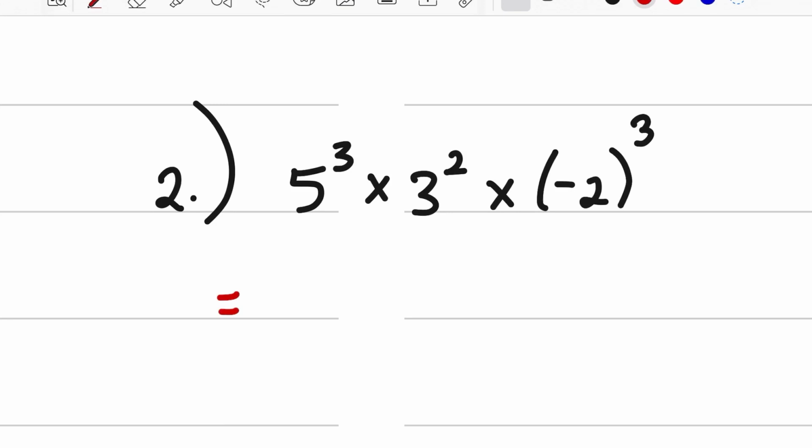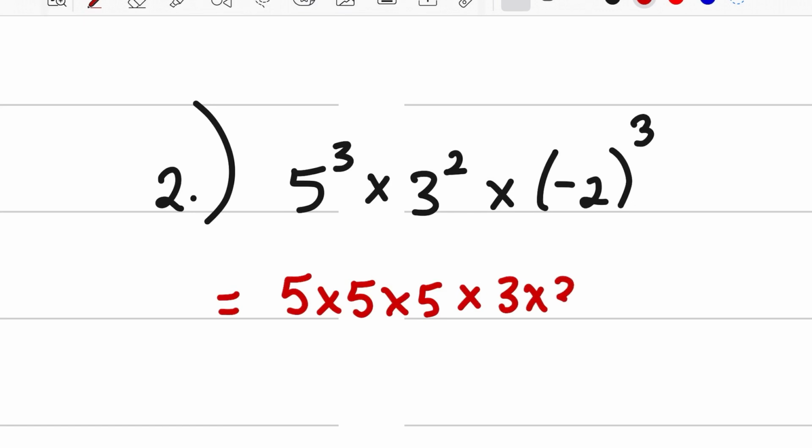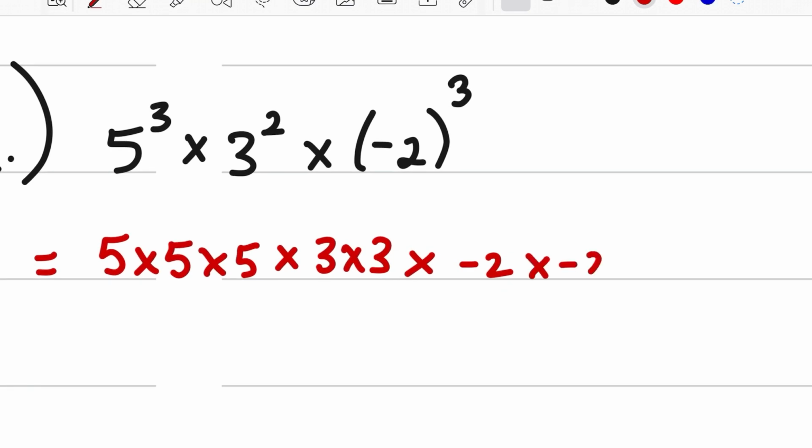So question 2 says 5 cubed multiplied by 3 squared multiplied by minus 2 cubed. So this is 5 multiplied by 5 multiplied by 5 multiplied by 3 multiplied by 3. So 3 2 times. Multiplied by minus 2 multiplied by minus 2 multiplied by minus 2.